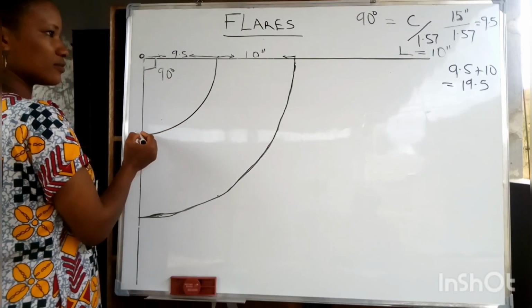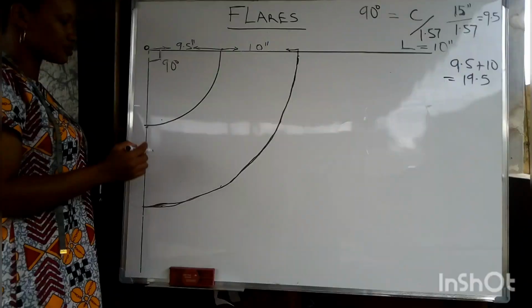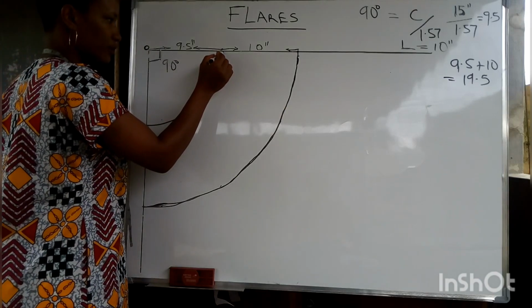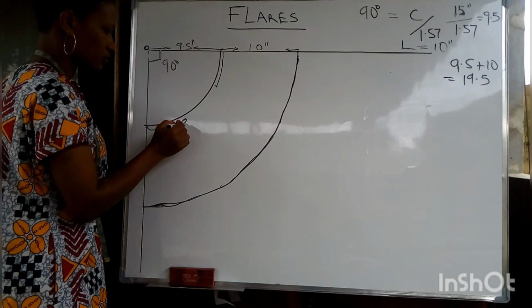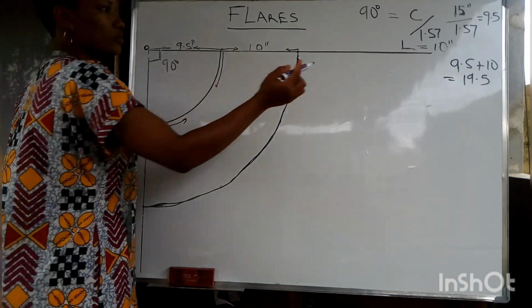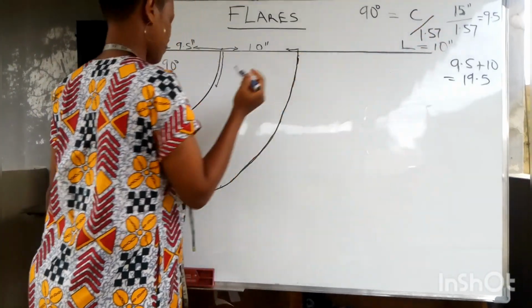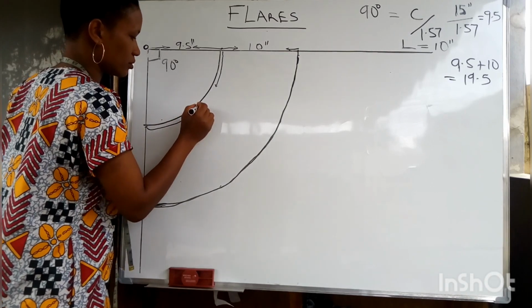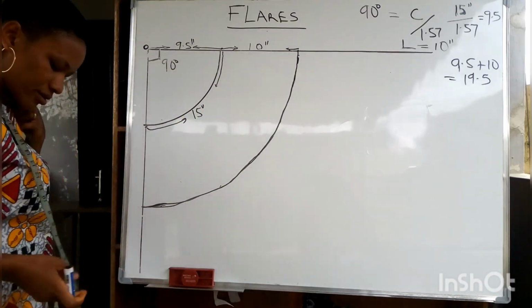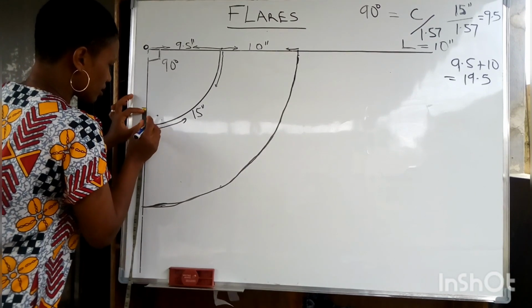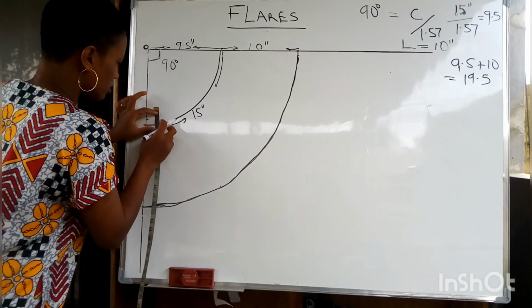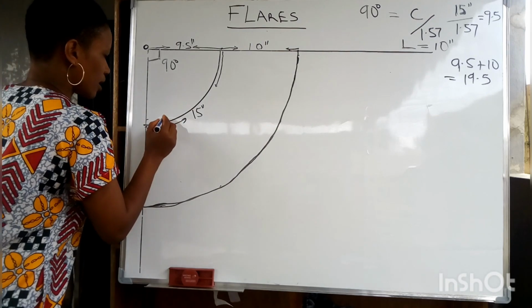Then to confirm that your waist circumference, or whatever circumference that you are attaching this flare to, is correct, all you need to do is to place your tape around the arc. If you place it around the arc and you do not have the 15 inches, know that what you are doing is not correct. But if you have 15 inches as you have seen there, you should be sure that what you are doing is correct.